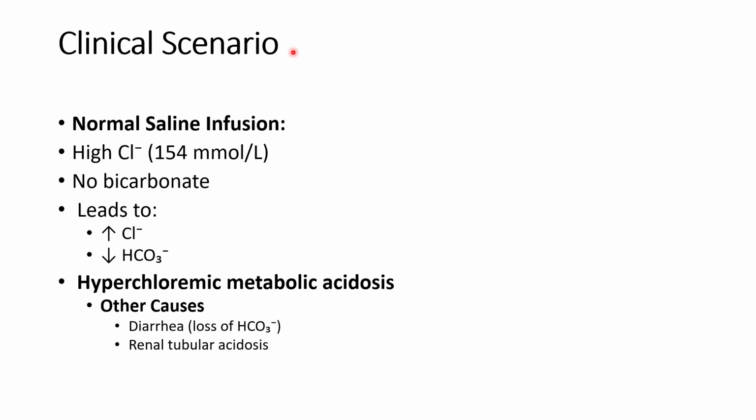So you gave someone a high amount of saline, and the chloride level rose to 154. This NS doesn't contain any bicarb, so it will lead to a decrease in bicarb and an increase in chloride, leading to hyperchloremic metabolic acidosis. Other examples, as we discussed in earlier slides, are diarrhea and renal tubular acidosis.